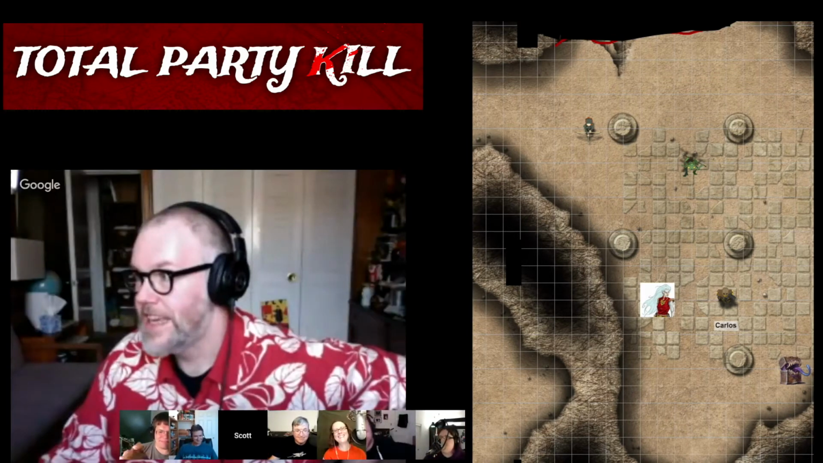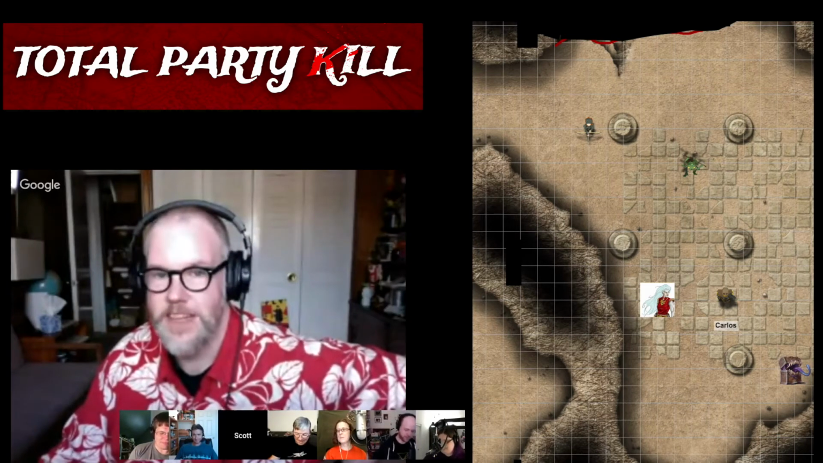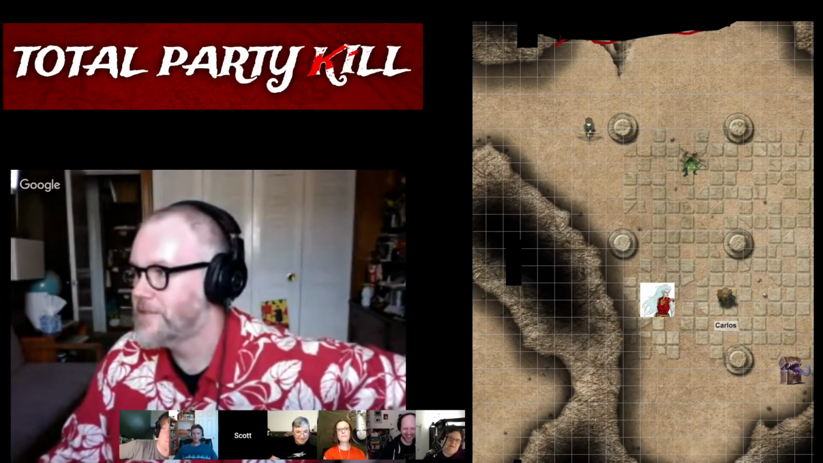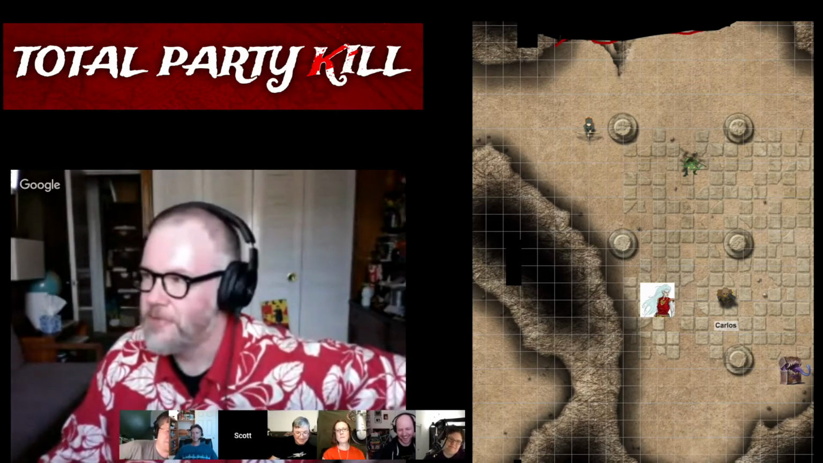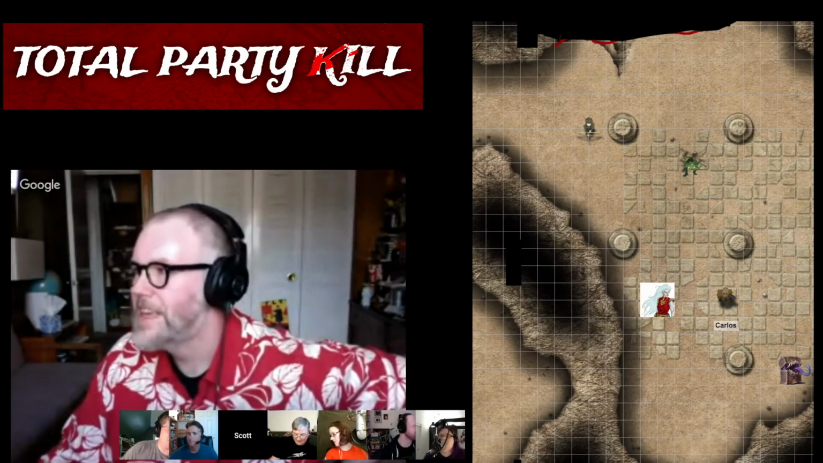So who is taking the potions and who's taking the helm? The helm does not require attunement. If people remember, some magic items in 5th edition require that you attune yourself to them, and you can only have, I think, three things attuned at once.